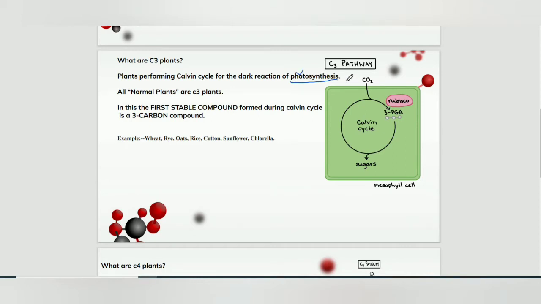So photosynthesis is divided into two phases. The first phase is the light reaction phase, and the second phase is called the dark reaction phase. From the name itself you can understand that the reactions which take place in presence of sunlight or daylight are known as the light reaction phase of photosynthesis.